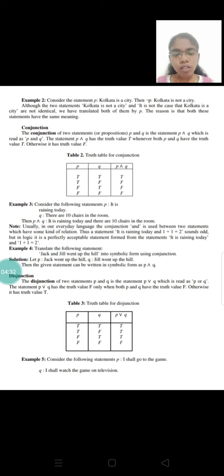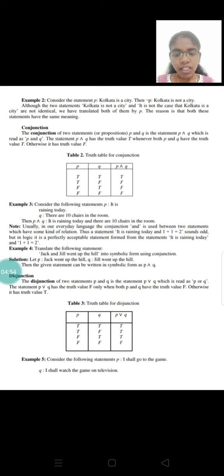Example 4. Translate the following statement, Jack and Jill went up the hill, into symbolic form using conjunction. Solution: let P equal Jack went up the hill, Q equal Jill went up the hill. Then the given statement can be written in symbolic form as P ∧ Q. This symbol is referred to as and.